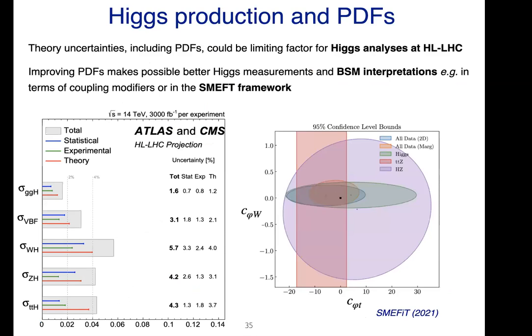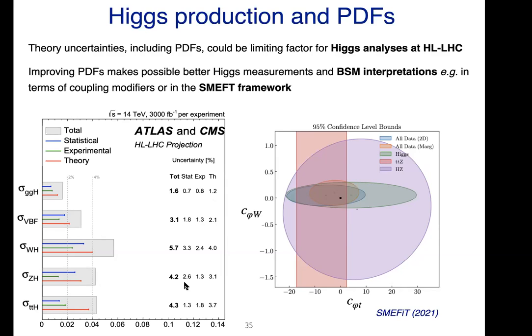And why? Well, because theory errors, including the PDFs, are likely to be a limiting factor for Higgs measurements at the LHC. So at the high-luminosity LHC, even if you have extremely precise measurements, the interpretation could be hindered by the fact that our theory is in some sense not as good as the experimental data. And this is one of the projections from ATLAS and CMS. What you see, if you compute the total uncertainty budget in various production channels, is that theory errors are likely to become dominant in many cases. For example, in ttH, theory error is about 4%, while the experimental error is much smaller, 1.5%. And here, the theory error includes scale errors, but also PDFs. So improving the PDFs is essential if you want to make possible better Higgs measurements at the high-luminosity LHC.